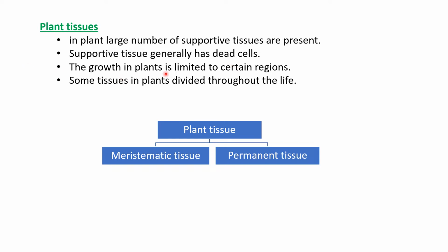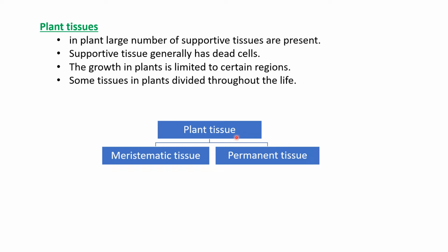The growth in plants is limited to certain regions. That means in the case of plants, the growth is limited, either to the top of the shoot or the top of the root, a particular region. Some tissues in plants divide throughout life. So in the case of plants, cell division occurs throughout life.